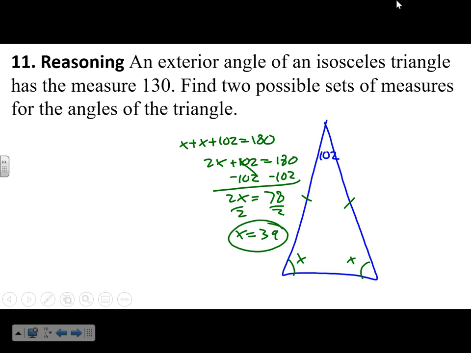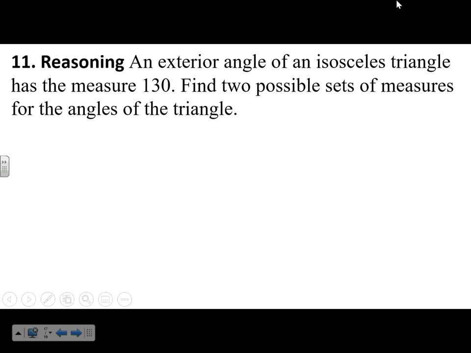How about the next one? An exterior angle of an isosceles triangle has a measure of 130. So again, we draw this picture. Isosceles triangle. The exterior angle, I guess I didn't draw the base that well. So this is the exterior angle, it's 130. Find two possible sets of measurements for the angles of the triangle. So here's the interesting part.